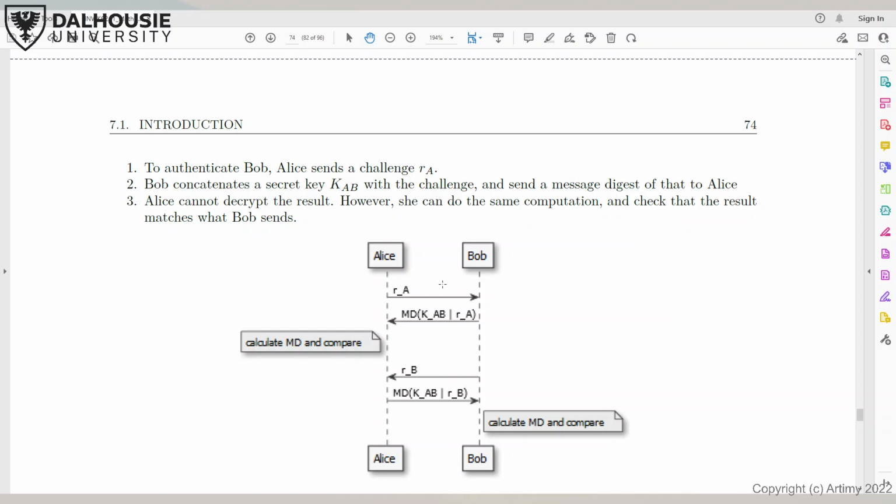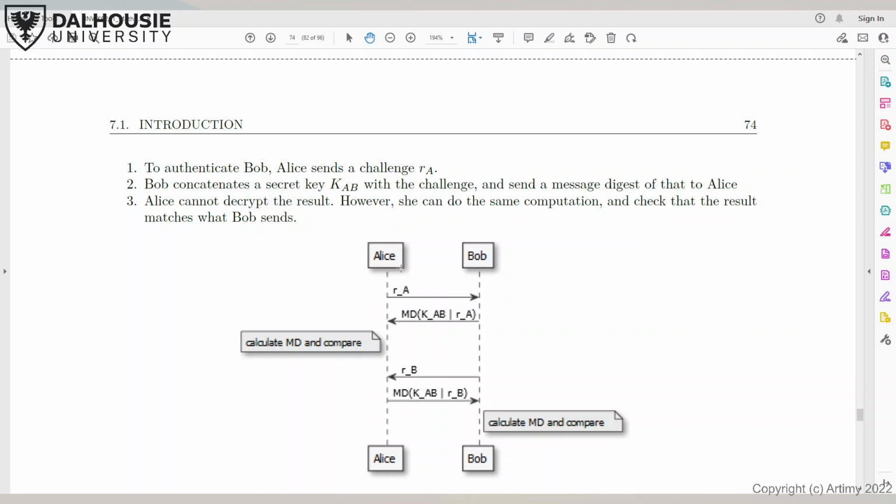Not like the encryption before, where we can decrypt the messages. Here, there is no way we can decrypt the messages. Hash functions don't have keys. So the key here is just a number that both of them agree to, so that they can concatenate it with the random number.